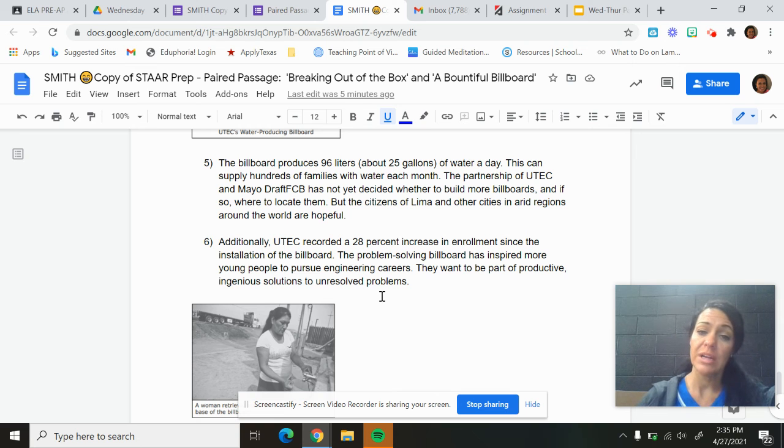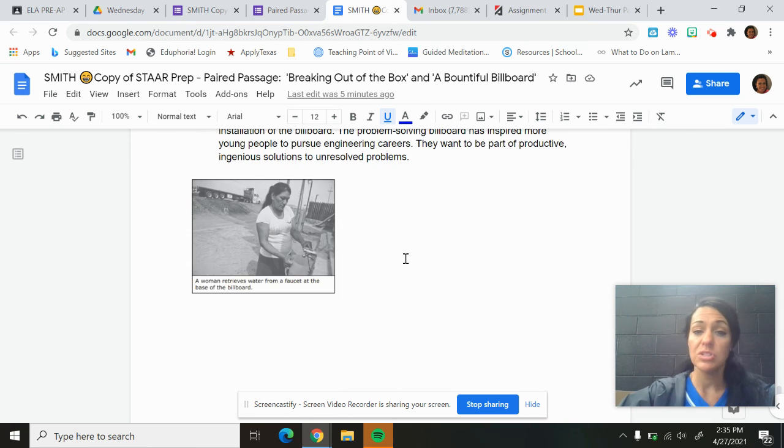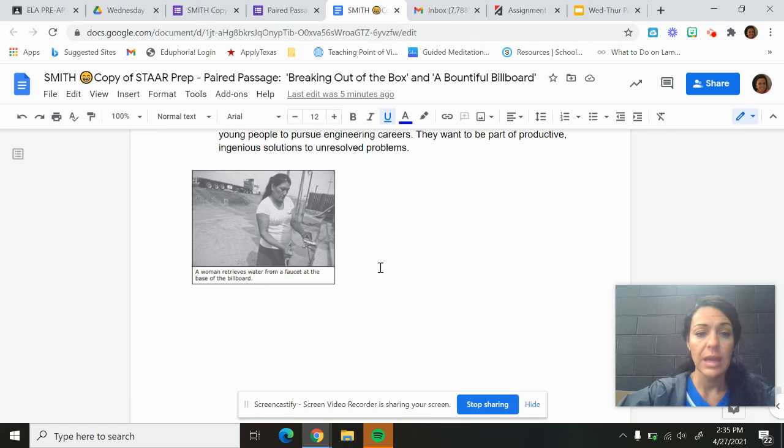Additionally, UTEC recorded a 28% increase in enrollment since the installation of the billboard. The problem-solving billboard has inspired more young people to pursue engineering careers. They want to be part of productive, ingenious solutions to unresolved problems. A woman retrieves water from a faucet at the base of the billboard.